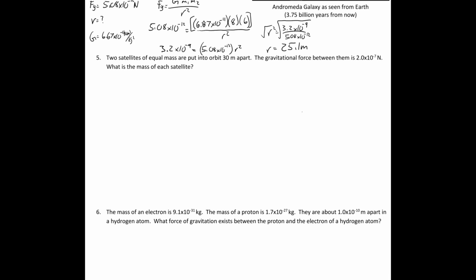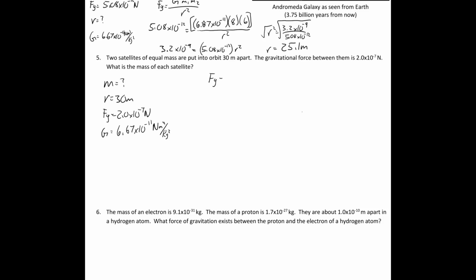Number 9. Two satellites of equal mass are put into orbit 30 meters apart. The gravitational force between them is 2.0 times 10 to the negative 7 newtons. What is the mass of each satellite? So they're looking for the mass. They're equal masses, which makes it a little bit easier. The radius is 30 meters. The force is 2.0 times 10 to the negative 7 newtons. While I'm writing down my givens, might as well do this, so I get full points for units. And that's all we got. So what is the mass?